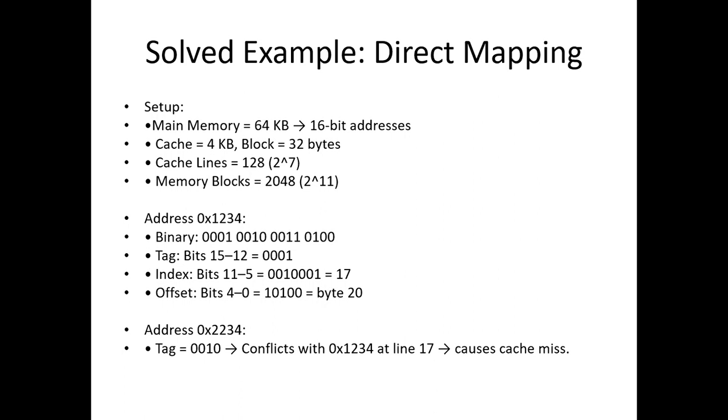So if we access one of them, then the other, then one, then the other, they'll keep evicting each other from the same line, leading to constant misses.